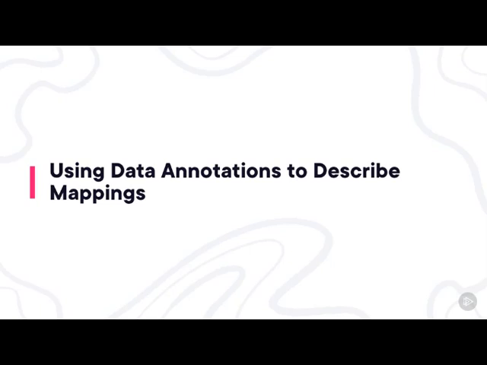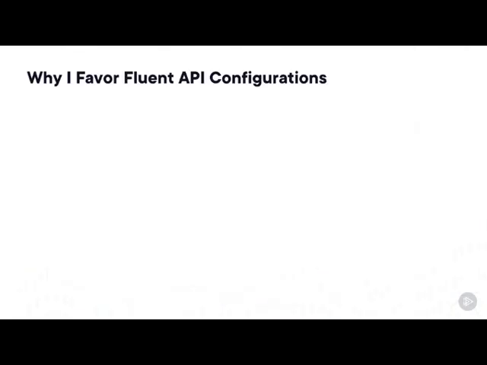Throughout this course, I've favored the Fluent API for configuring mappings that don't align with EF Core conventions. I did mention early on that there is another way to configure mappings called data annotations, and I wanted to be sure you at least got a quick look at them. But first, I should explain why I prefer the Fluent API.